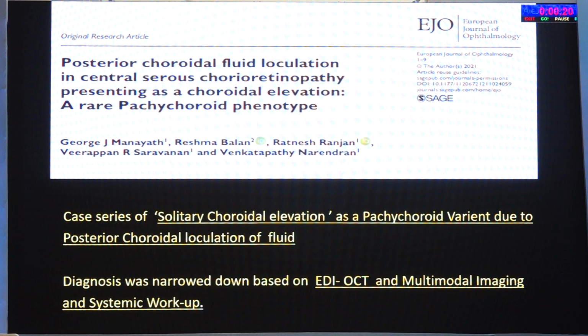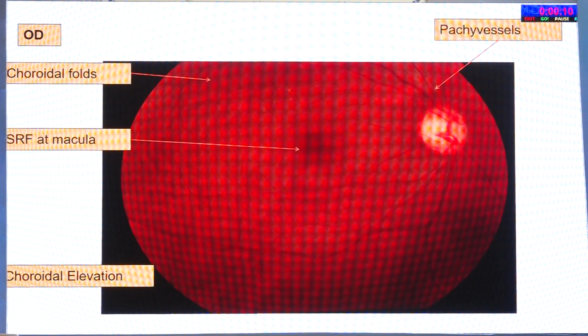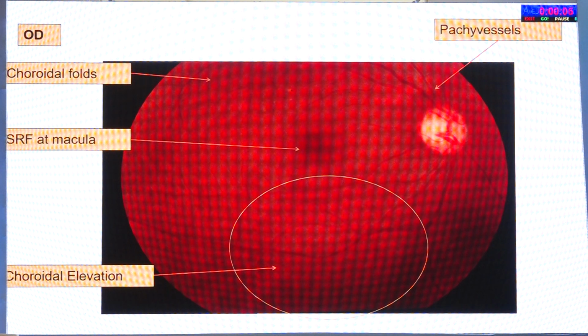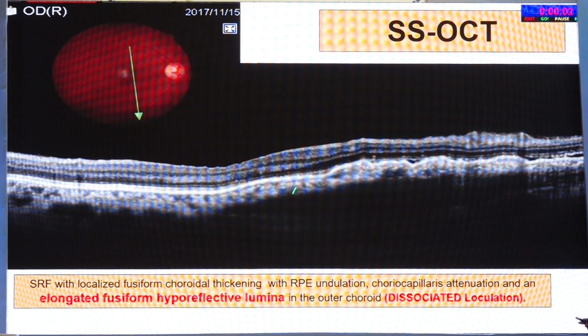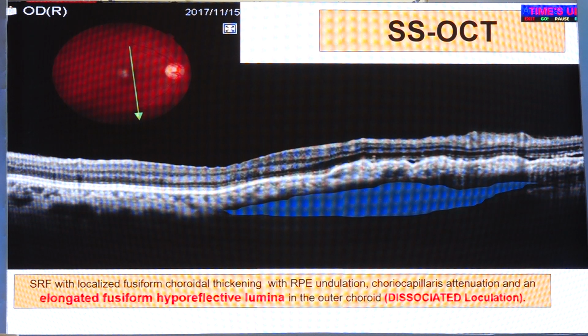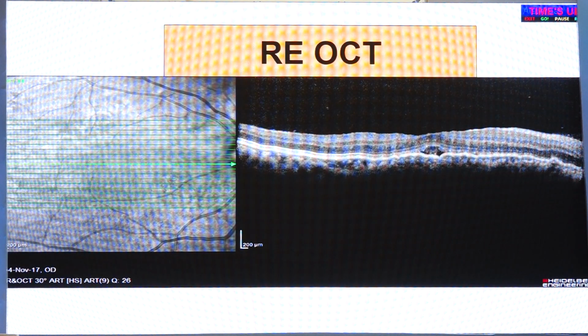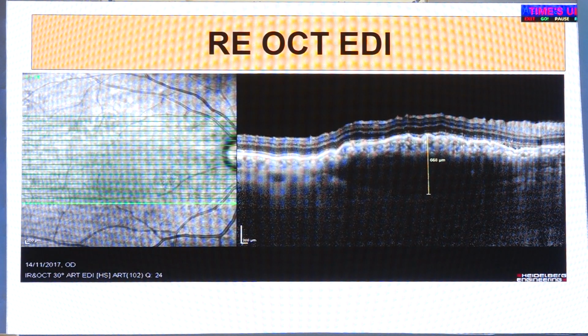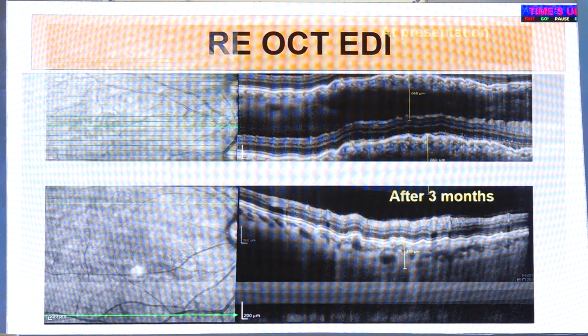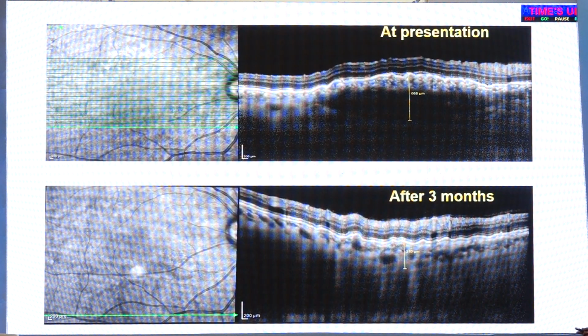So we had published in this regard saying that the posterior choroidal fluid loculation in fact can present as a rare variant of pachychoroid disease as choroidal mass lesion. For this patient, for example, presented as a choroidal mass lesion, inferior part of the macula, and you see this choroidal elevation. This is not a choroidal lesion, but it is an outer dissociated choroidal posterior loculation of fluid and fluid at the macula as well. And you see the posterior choroidal loculation of fluid at presentation, and after 3 months, the posterior choroidal loculation has resolved on its own.